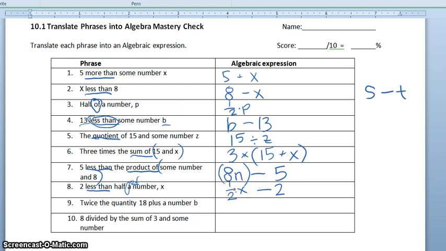Next one. Twice the quantity 18 plus a number b. Twice the quantity. Okay, quantity is a grouping phrase. So we're going to group together the next two things that come after it, 18 plus a number b. And we're going to do twice that. So twice means to multiply by 2. So 2 times 18 plus that number b. And number 10, 8 divided by the sum of 3 and some number. Sum of is a grouping phrase. We're going to group together the next two things that come after it. 8 divided by, our keyword is divided by, so we're dividing. 8 divided by the sum of, grouping phrase, I need my symbols, 3 plus some number.